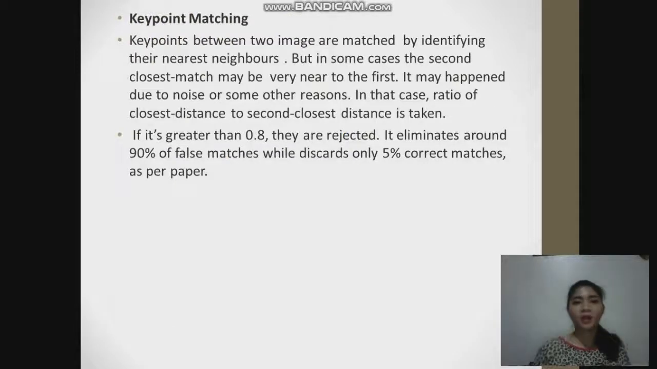Key point matching. Key points between two images are matched by identifying their nearest neighbors, but in some cases, the second closest match may be very near to the first. It may happen due to noise or some other reason. In this case, the ratio of the closest distance to the second closest distance is taken. If it is greater than 0.8, they are rejected. It eliminates around 90% of false matches, while discarding only 5% of correct matches as per the paper.